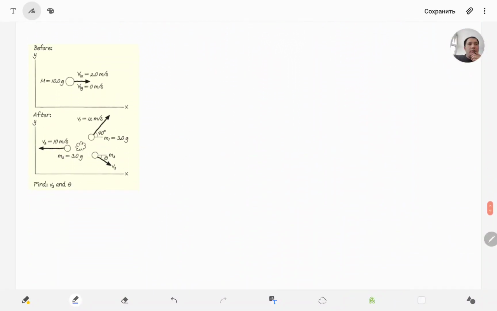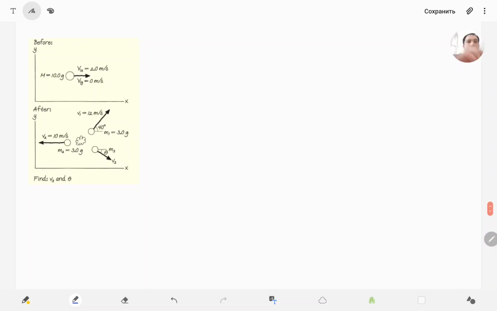Now let's solve a second similar question. As you see in this figure, initially 10 gram was moving to the right, exactly in the horizontal direction, with velocity 2. After some time, this 10 gram explodes, and we have 3 different parts: 3 gram, 3 gram, and 4 gram, as shown in this figure. Velocity of these 2 parts is given, 12 and 10, direction also given. We should find the velocity of the third part and the direction. We will use conservation of momentum in 2 dimensions.